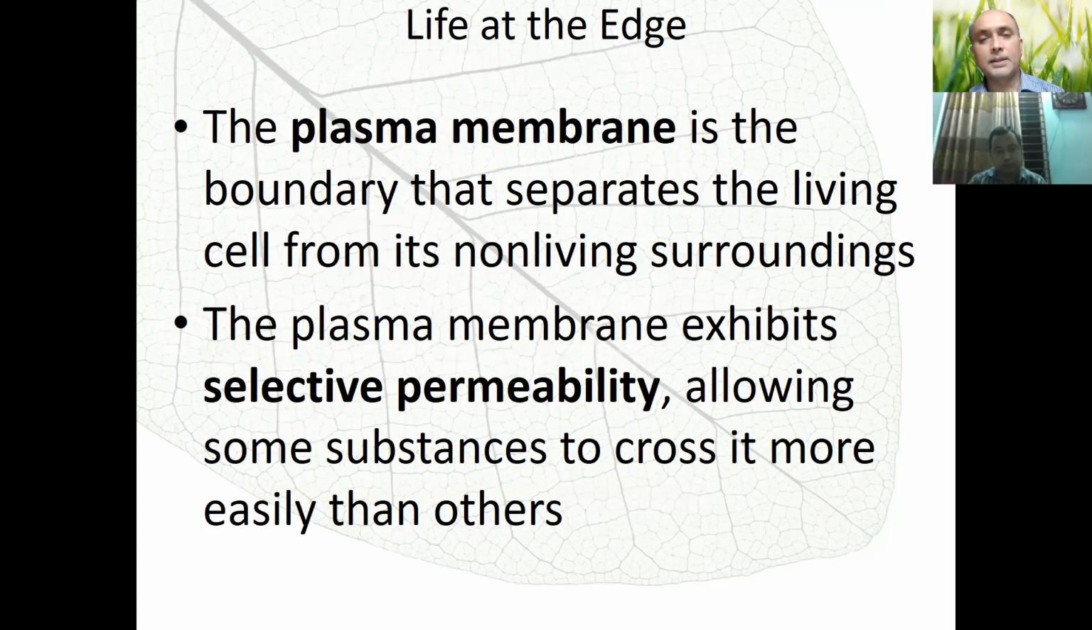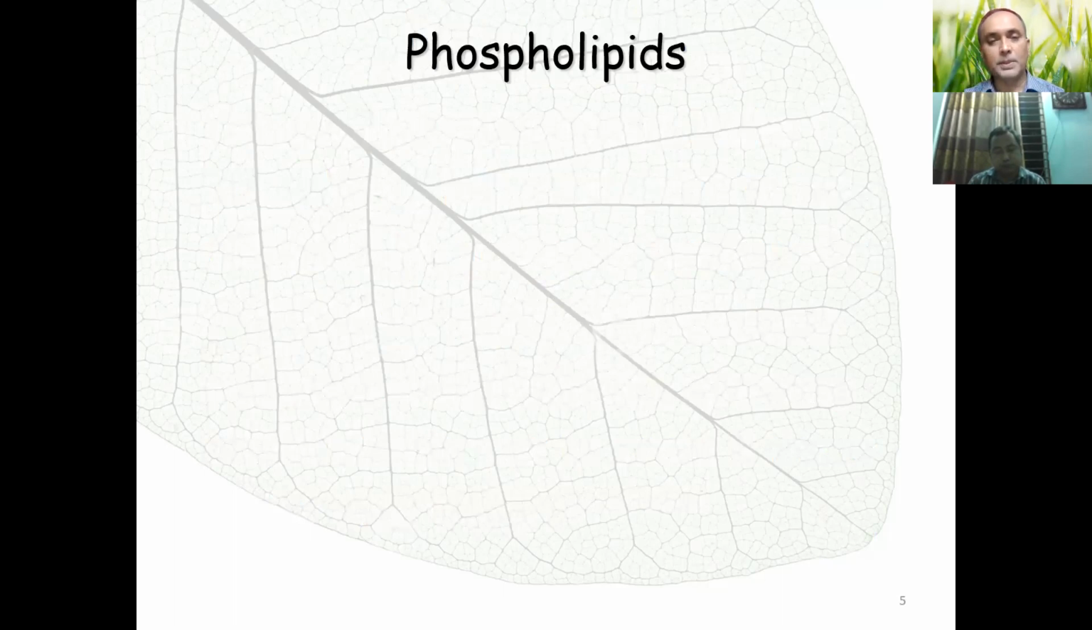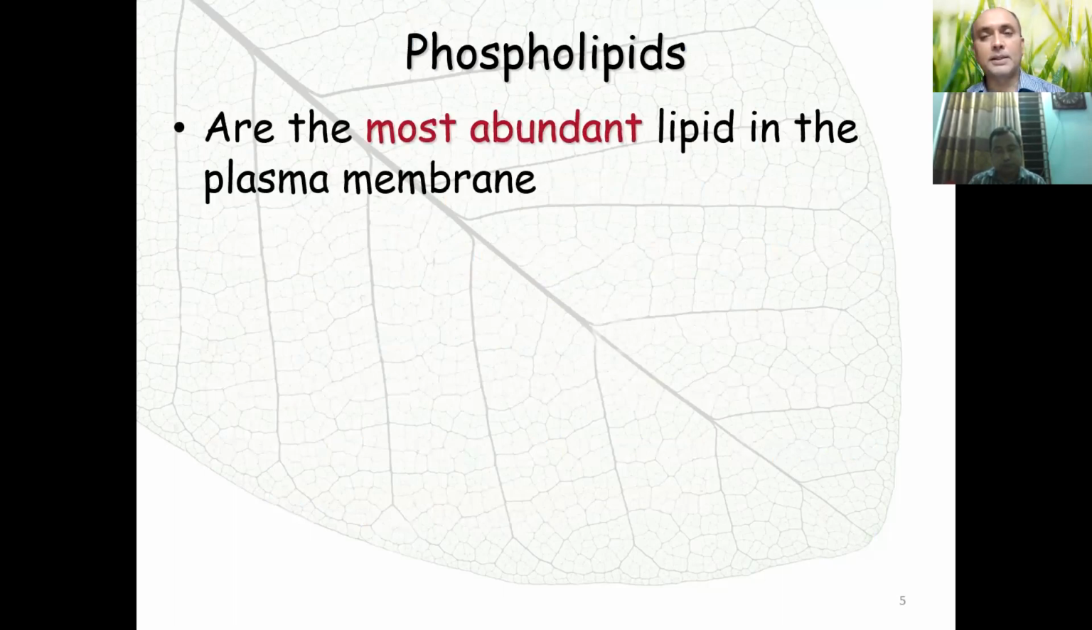The plasma membrane is the boundary that separates the living cell from its non-living surroundings. This is a simple definition. The plasma membrane exhibits selective permeability, allowing some substances to cross it more easily than others. Phospholipids are the most abundant lipid in the plasma membrane. As I told you, the plasma membrane is composed of lipid bilayers. So there are different kinds of lipids. Phospholipids are most abundant.